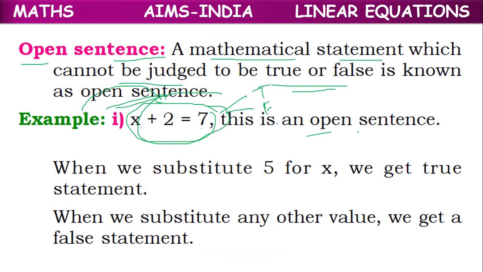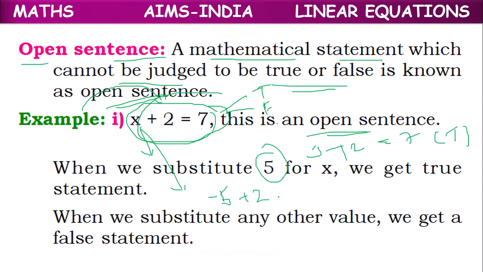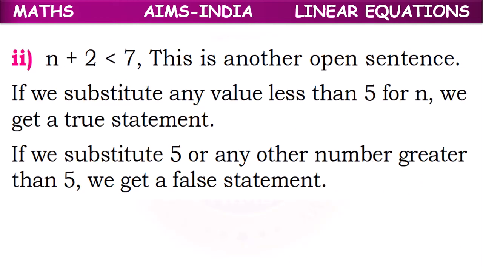So x plus 2 equal to 7 is an open sentence. When we substitute 5 in the place of x, it becomes 5 plus 2 equal to 7, which is true. But when we substitute any value other than 5, suppose we substitute minus 5, minus 5 plus 2 equal to 7, is it true, children? Minus 5 plus 2 is how much? Minus 3 equal to 7. It's wrong. It's false. So for some values it will be true, for some other values it will be false. That kind of mathematical statement is considered an open sentence.